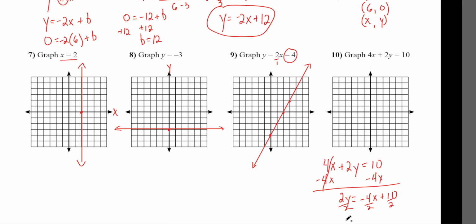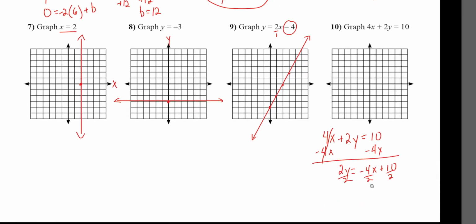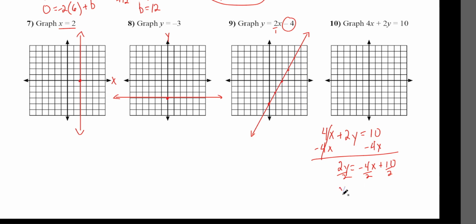So I get y equals -2x plus 5. This is what we're going to graph. So we come up here. Now, this problem is just like this problem, isn't it? A little different number, but it's the same thing. Same kind of problem. So what do we do? The y-intercept is 5. 1, 2, 3, 4, 5.